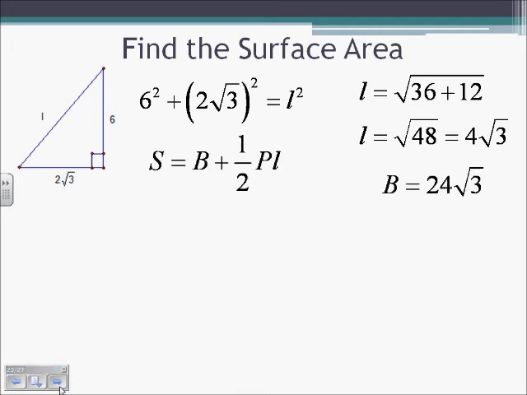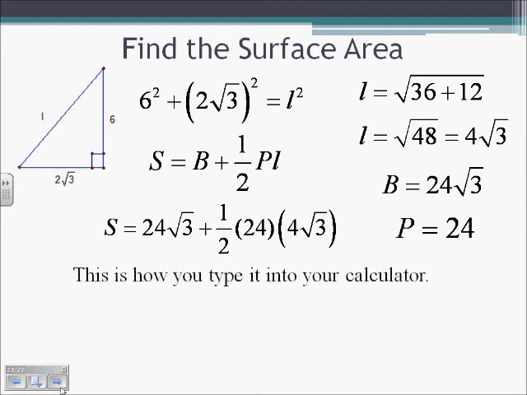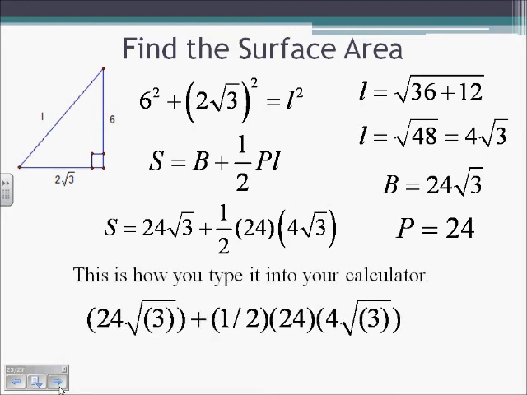The area of our base was 24 times the square root of 3. The perimeter was 24. And our slant height was 4 square roots of 3. Plug that all in. It's a much nicer formula than all of our trig functions thrown in there. And so our surface area is going to come out to be, again, making sure we have our parentheses correctly, our surface area is going to turn out to be 124.70765.